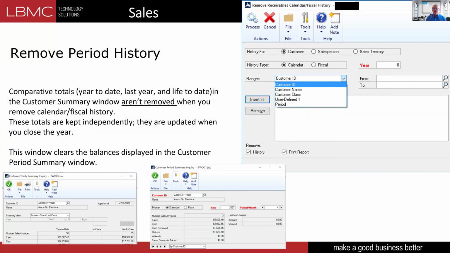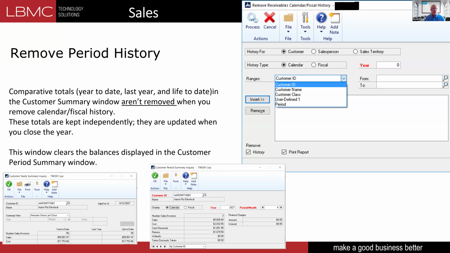Okay, so removing period history, the only thing really to know here is the period summary, and we're talking about sales. So the customer period summary, the screen in the middle on the bottom there of the slide, that is what gets removed when you remove the period history. But the screen on the left, which is the yearly summary information, that does not get removed. So that comes from a different spot. And so again, you might want that removed. That's a different utility. You might not want that removed.